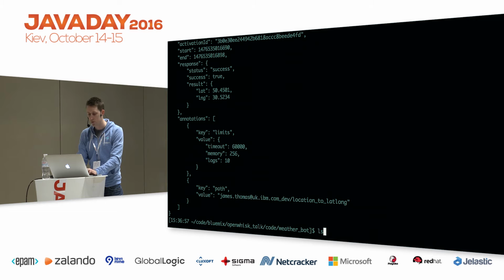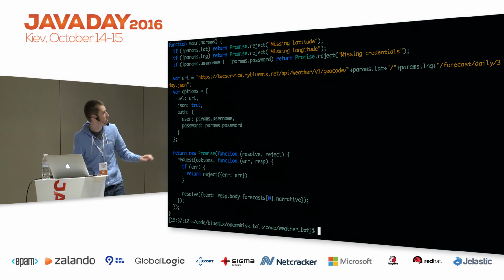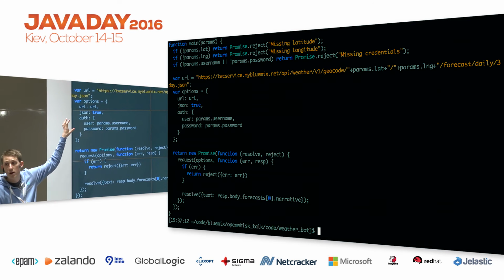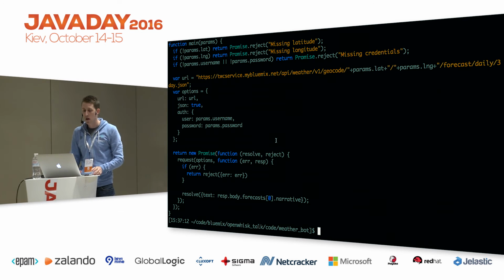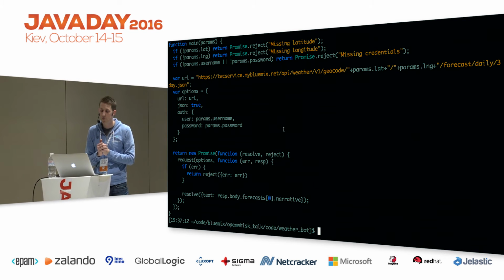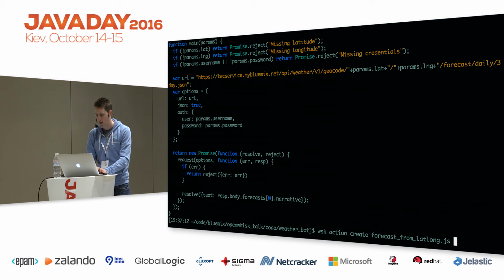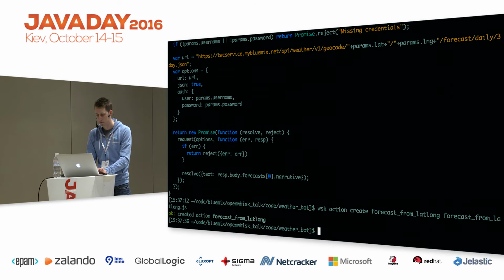Let's have a look at my next one. So I have forecasts from lat long. Again, a similar thing where it calls a third-party API. This is a weather API that I've already signed up for some credentials with, passing in the latitude and longitude as parameters, and then we'll just pass back the forecast for my service if it's made a match. So let's deploy that. Call it forecast from lat long. And let's invoke it. Action invoke.